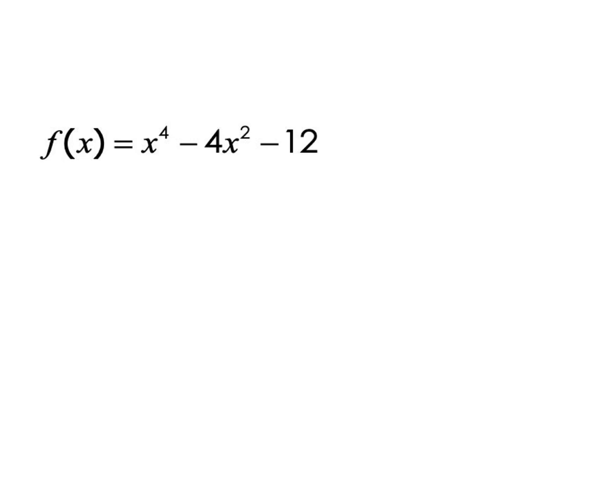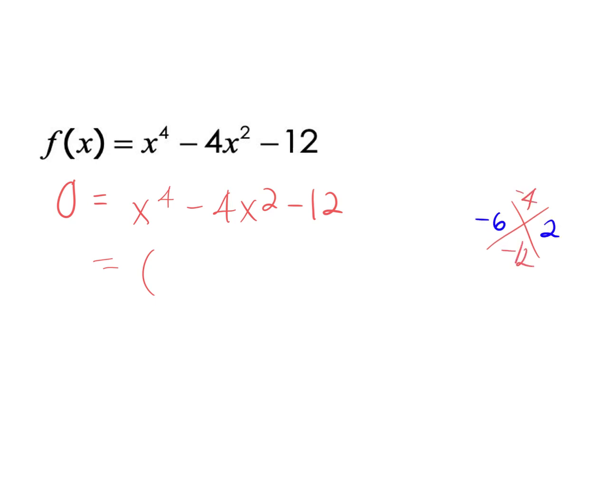So we're going to set this equal to 0. And it'll be x to the fourth minus 4x squared minus 12. So we'll need two numbers that multiply to -12 and add to -4, which will be -6 and 2. So we'll factor this as two parentheses with an x squared in each of them. And we'll have -6 and +2. Then we set them both equal to 0.